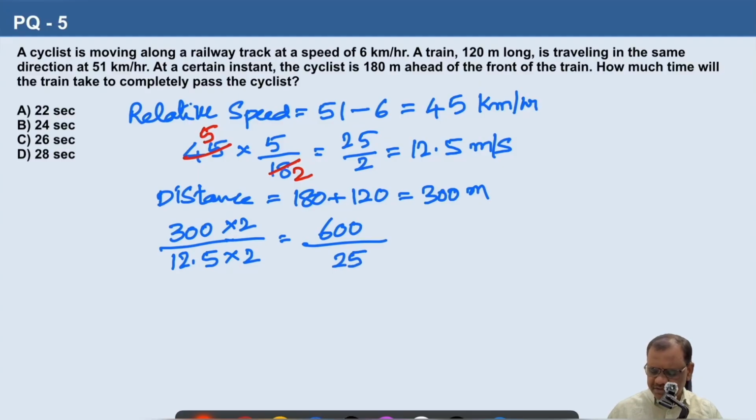Now you can simplify easily, or you could multiply with 4 also. 25 2s are 50, 25 4s are 100, so 24. So the time taken is 24 seconds. The time taken for the train to pass the cyclist is 24 seconds. Answer is option B.